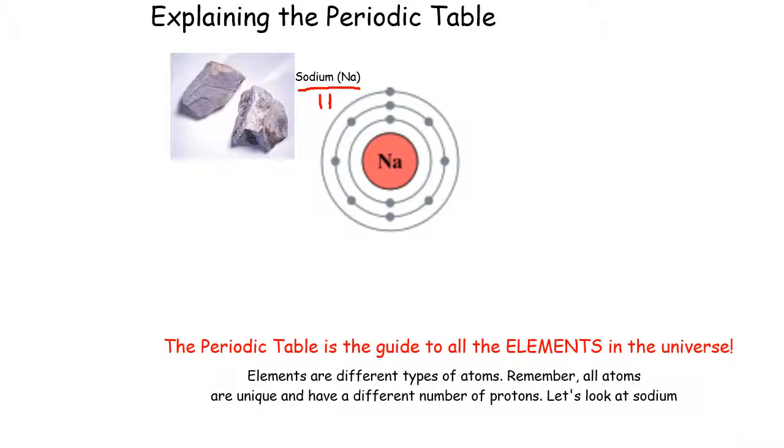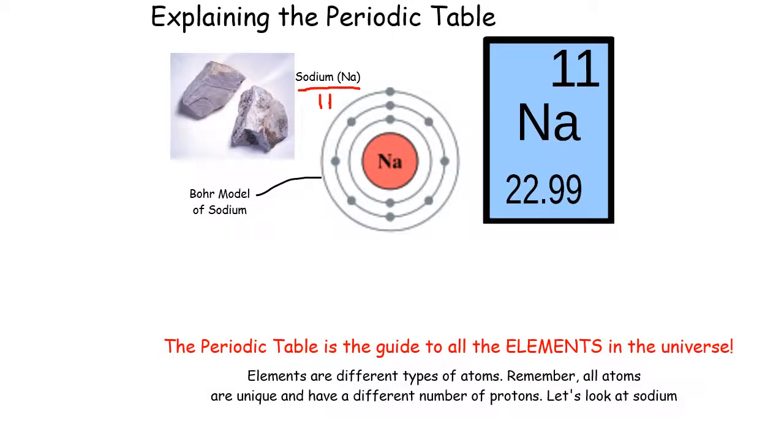Okay, so moving on. This is the Bohr model of sodium. You've seen these things before. This is just another way to represent sodium. And this is the periodic table key. If you look at the top of the periodic table, this is the key that you'll find. The first part of the key is the atomic number. The atomic number, remember, tells us the number of protons and electrons that an element has.